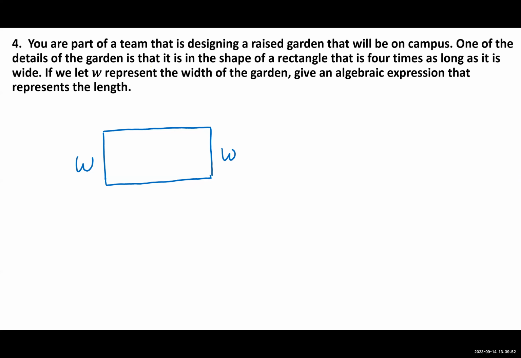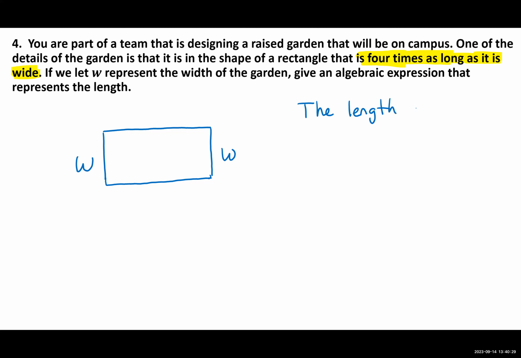One of the details of the garden is it is in the shape of a rectangle that is 4 times as long as it is wide. Right? The length is 4 times the width. And so without saying those exact words in the problem, that's the meaning. That's what it means.